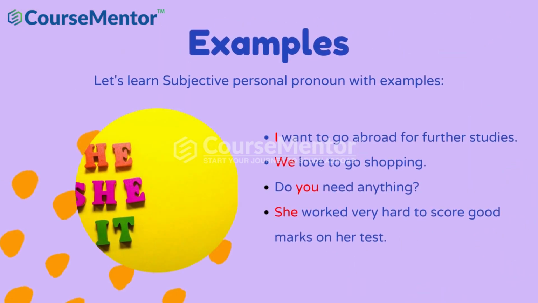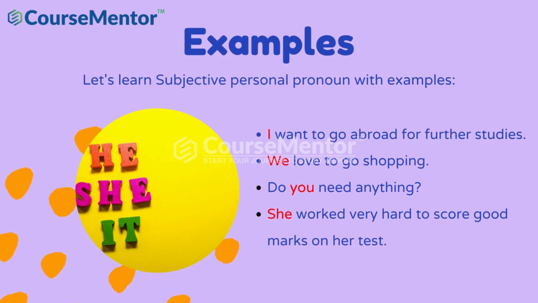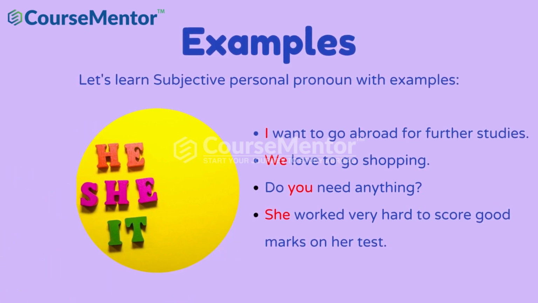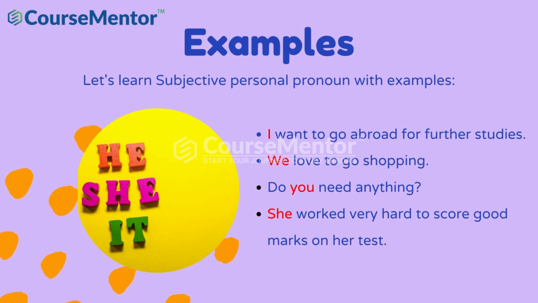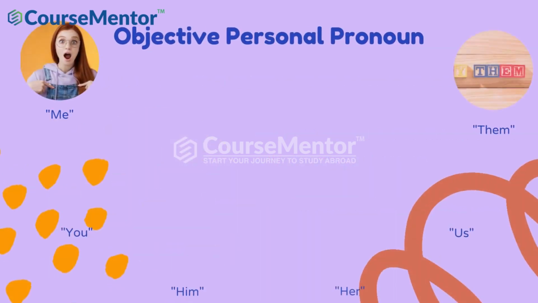Let's learn subjective pronoun with examples. I want to go abroad for further studies. We love to go shopping. Do you need anything? She worked very hard to score good marks on her test. Here, I, we, you, and she are the examples of personal pronouns, and this is how they can be used in our daily lives.